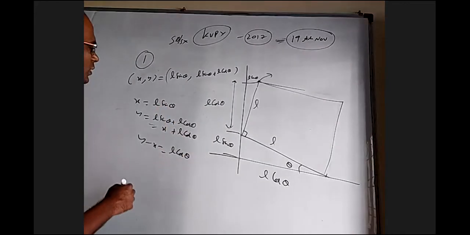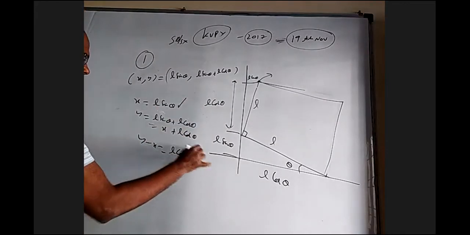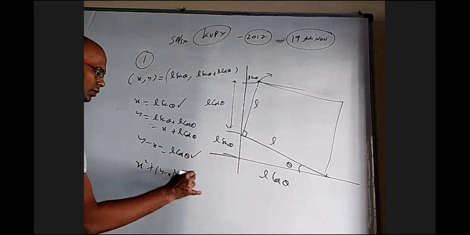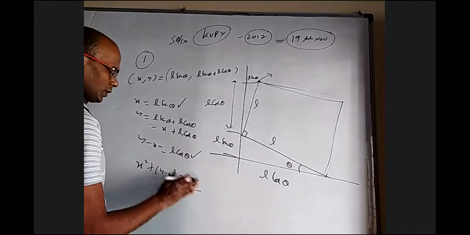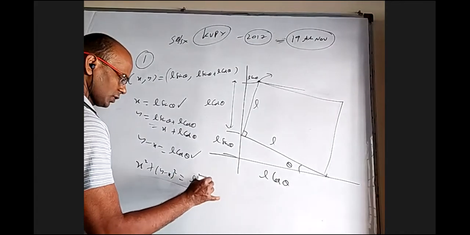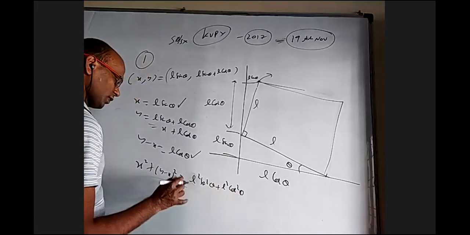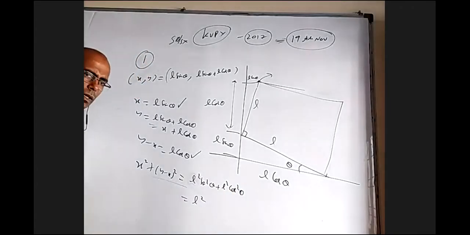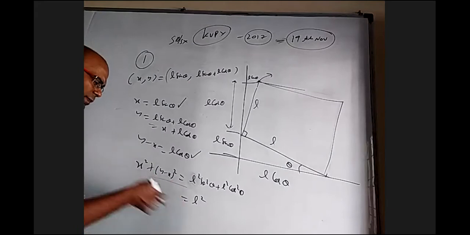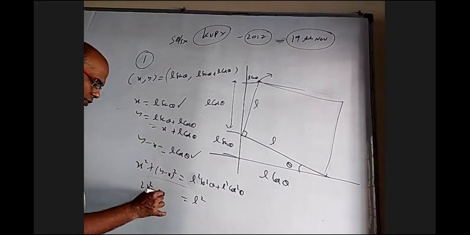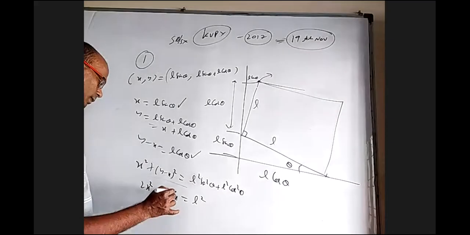Again, same thing where you square and add. We'll get x square plus (y minus x) whole square equal to L square. That is L square sin square theta plus L square cos square theta, where theta is eliminated, and we get L square. Again, we have to expand, and that way only we can tell it is an ellipse. It is 2x square minus 2xy plus y square.